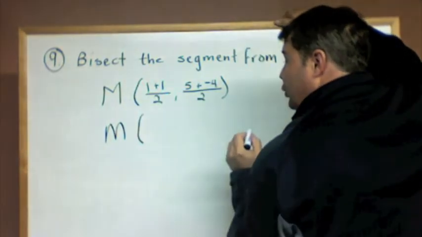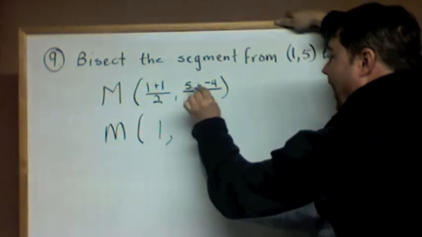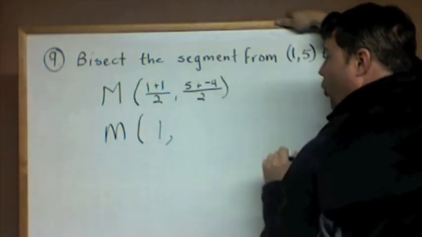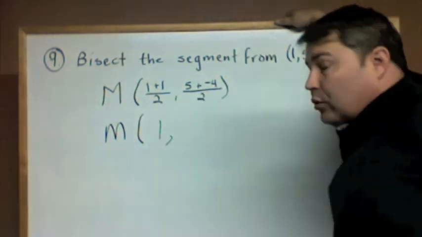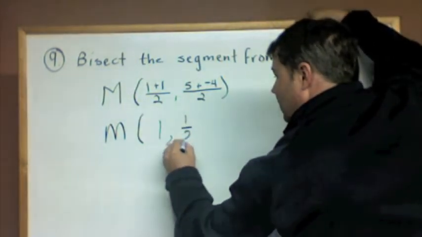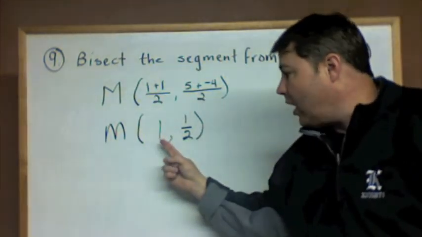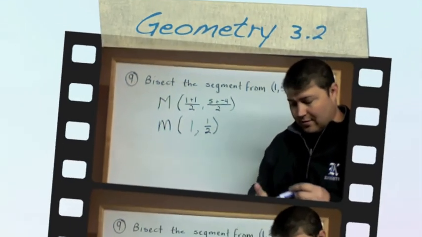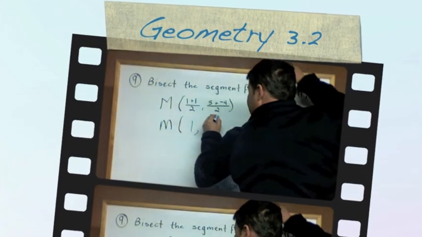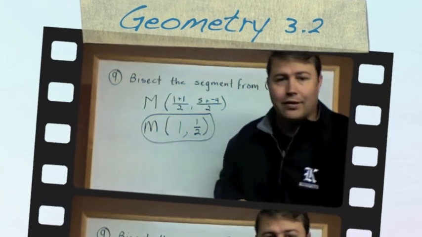1 plus 1 is 2, divided by 2 is 1. 5 plus -4 is 1. 1 divided by 2 doesn't divide evenly, it's just 1/2. So the midpoint that bisects this segment is (1, 1/2). Better circle my answer. All right, the midpoint formula.